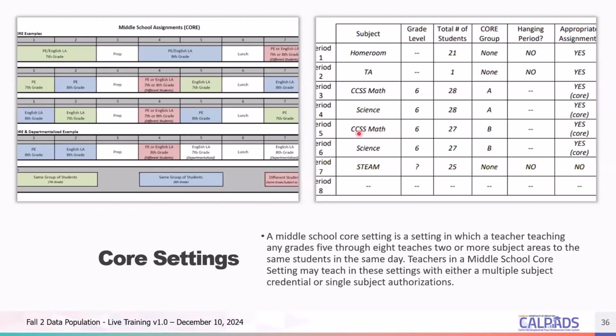Similarly, period 5 is CCSS math, taught to a different group of 27 sixth grade students. And period 6 is science, taught to that group of 27 sixth grade students. And so period 5 and 6 are core, and the schedule has labeled this group of 27 sixth grade students as core group B. So that is the middle school course setting in a nutshell here.